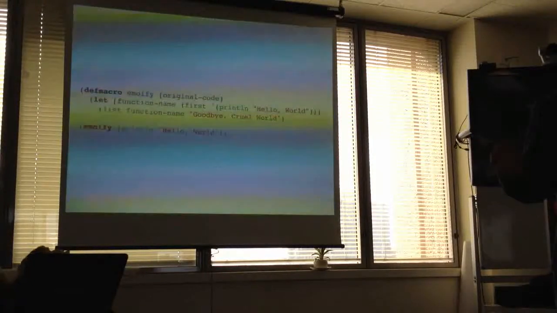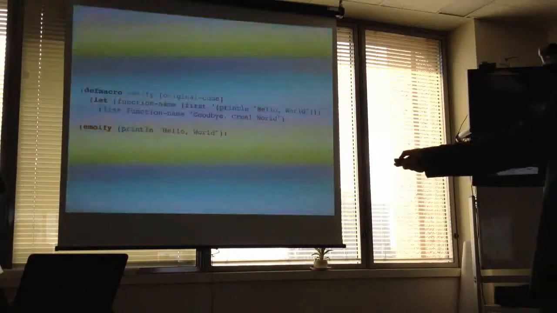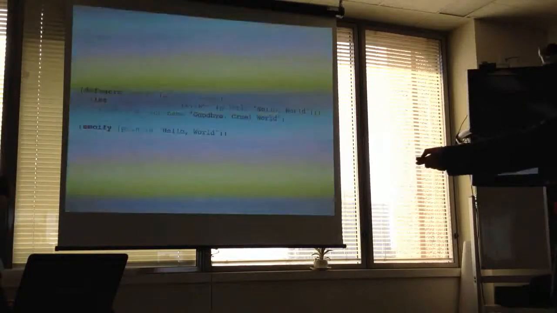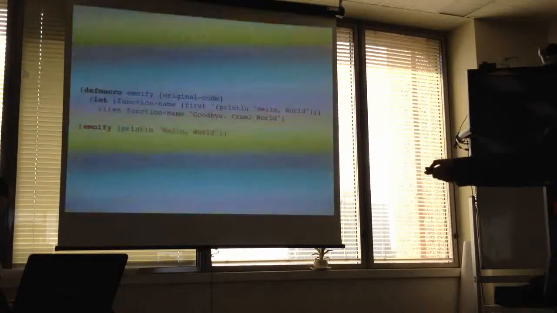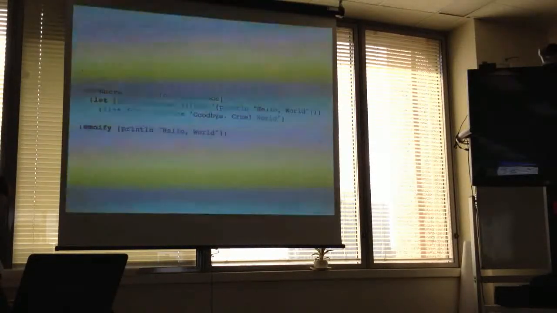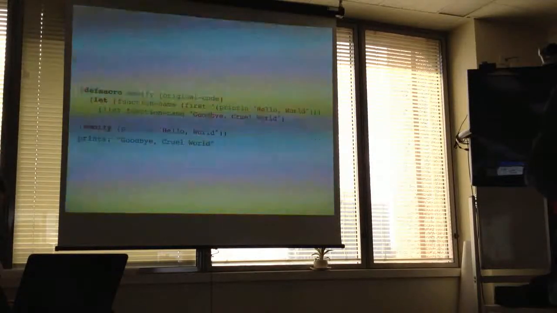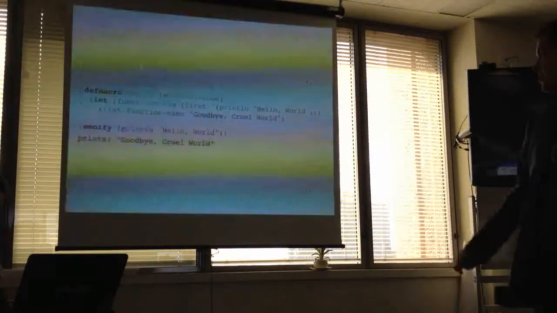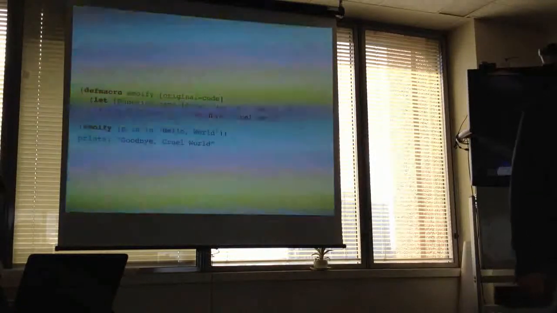So once we've defined that macro, when we call it in our code, it will transform whatever code is in its arguments, and it will run it. So this will print out to the screen, goodbye cruel world.